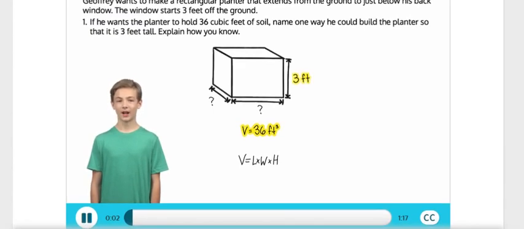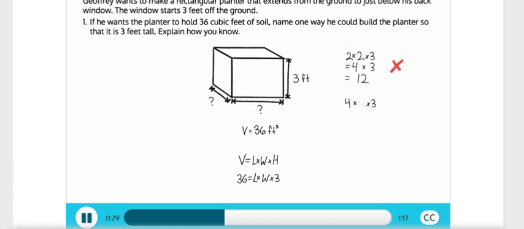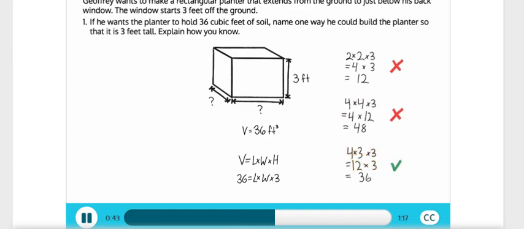I already knew the volume and the height of the planter, so I put those numbers in my equation. Then I had to figure out the length and the width. I used guess and check to see what numbers I could multiply to get 36. 36 is a pretty low number, so I thought I should multiply 3 small numbers. First, I tried 2 times 2 times 3. That equals 12, which is way too low. So next, I tried 4 times 4 times 3. And I got 48. That's a little too high. So then, I tried 4 times 3 times 3. That equals 36, which is the volume Jeffrey wants.